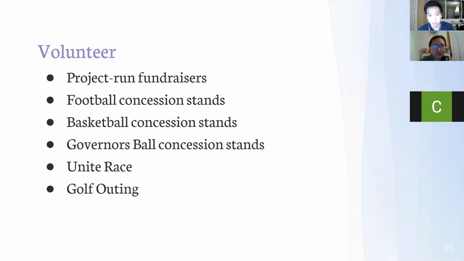The last, third way is to volunteer at one of our events. We run a number of fundraising events throughout the year. These include project-run fundraisers, like collaborations with restaurants like Chipotle or Chick-fil-A, and concession stands at football games and basketball games. During the summer, we also attend the Governor's Ball and run a concession stand there. We also attend the Unite Race Marathon, and we run our own event, the Golf Outing, which is in the spring. With the pandemic going on, these events are kind of up in the air.